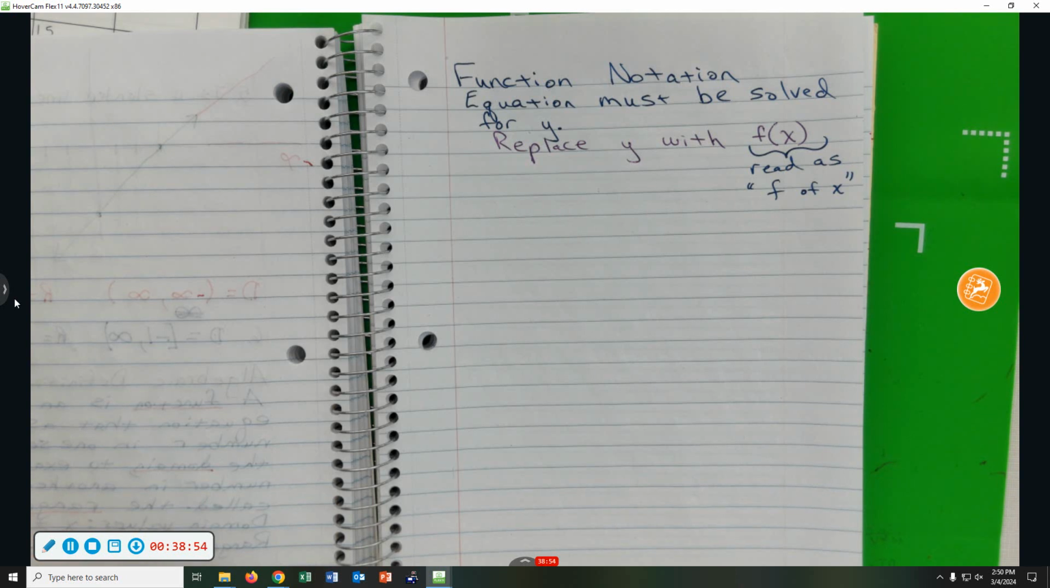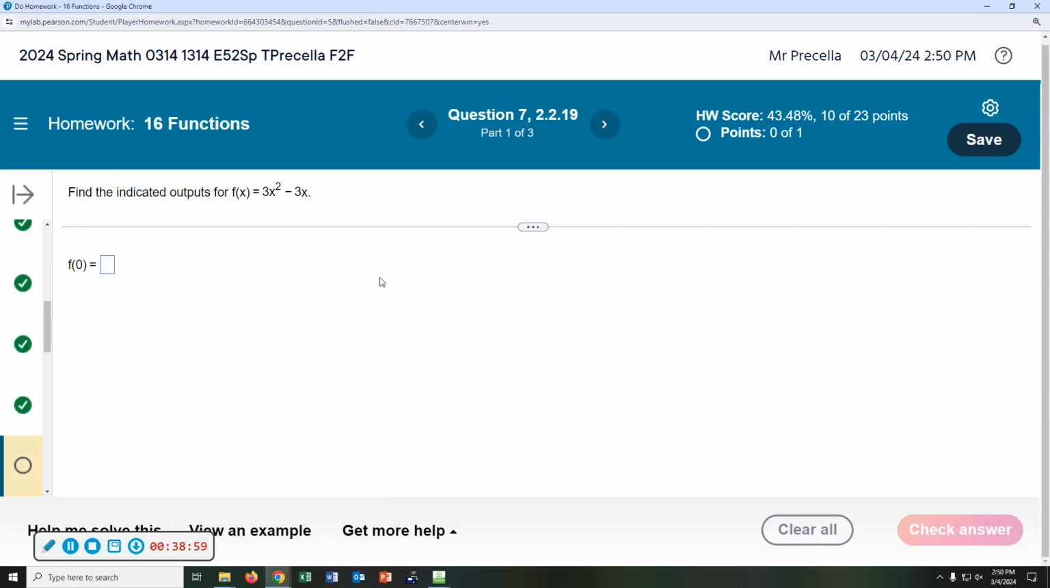And let's look at number 7 to illustrate function notation. Find the indicated outputs for f of x equals 3x squared minus 3x. Let me write the problem down. This is number 7. The function is f of x equals 3x squared minus 3x. And they want us to find the indicated outputs. I could have said find the indicated y values. I could have said find the indicated function values, but they're calling it outputs.